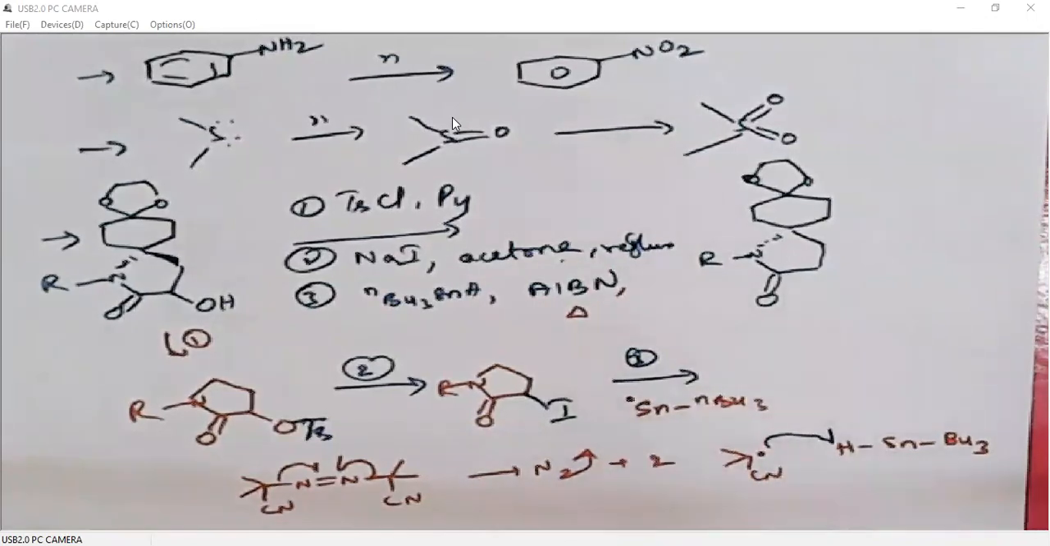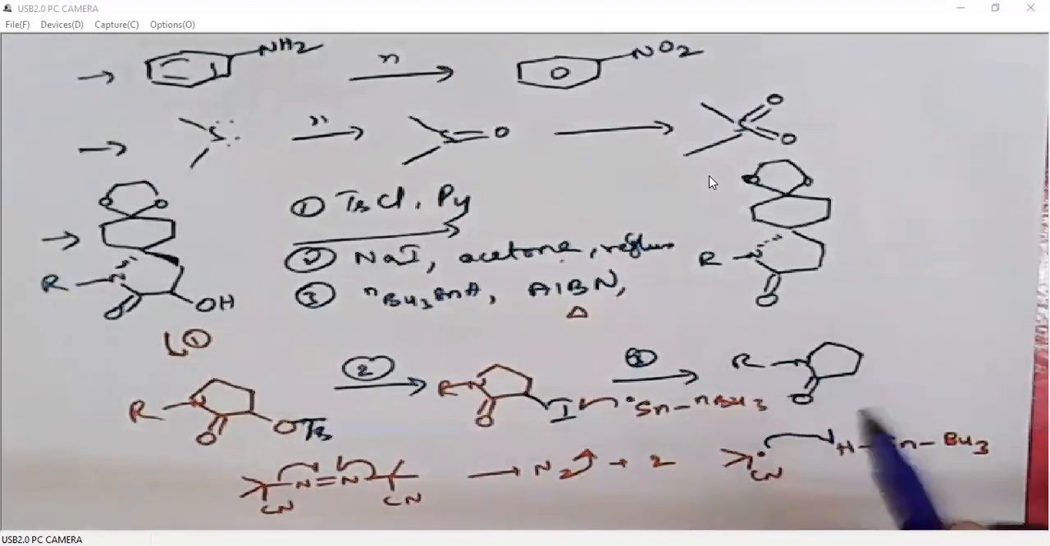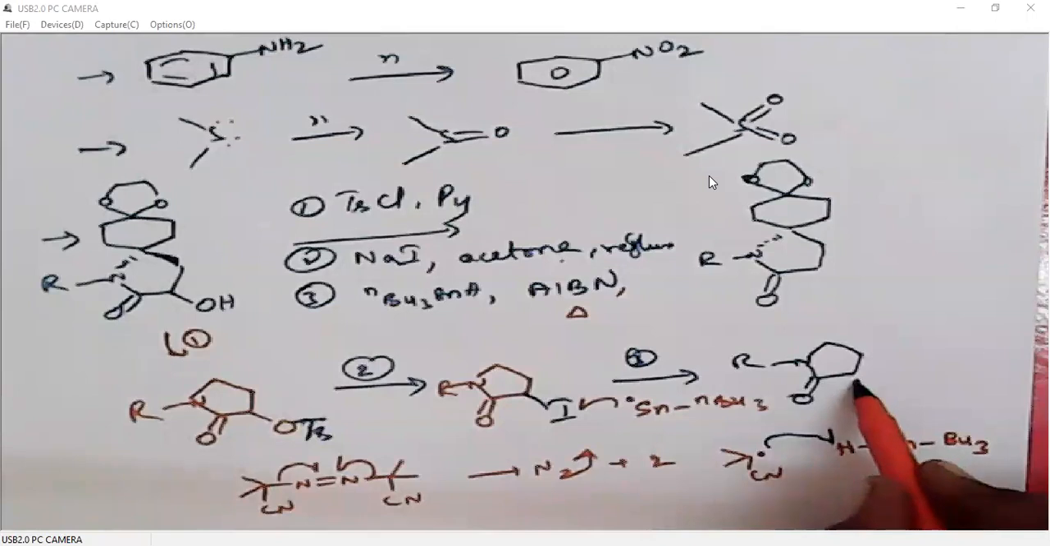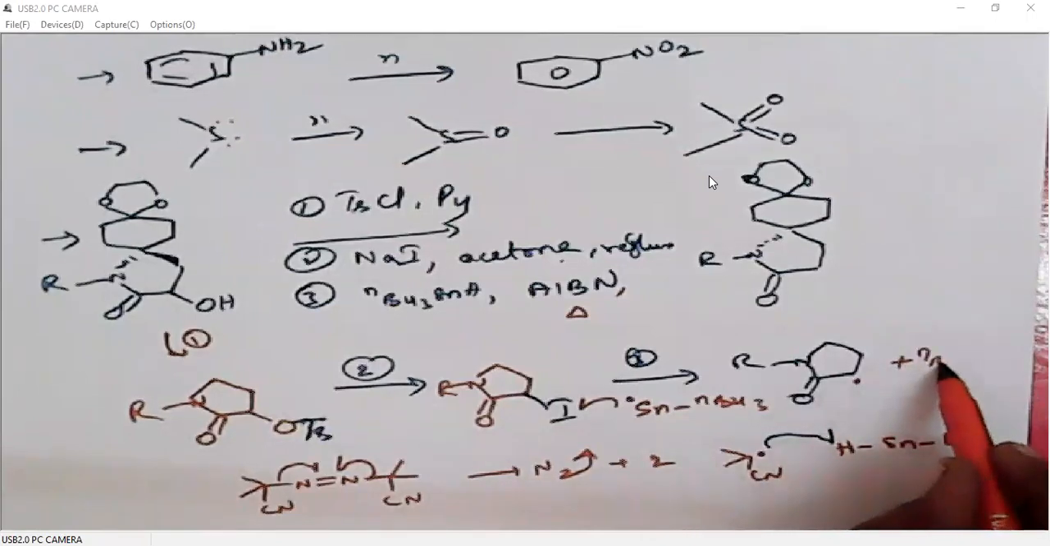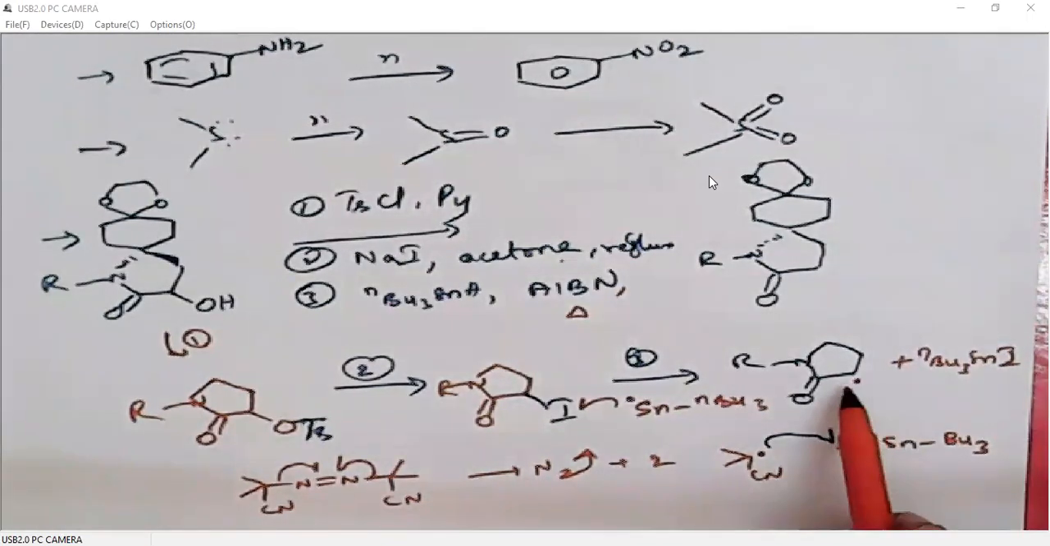Tin has a good affinity for halogens. So wherever a halogen is there, tin will pick it up. Then what we are getting is a radical here plus tri-n-butyl tin iodide. Now this radical will pick up another hydrogen from another tributyl tin hydride.